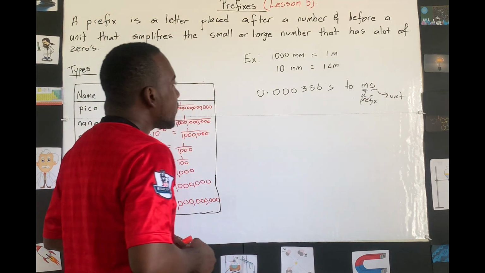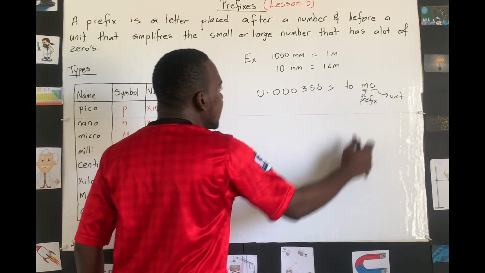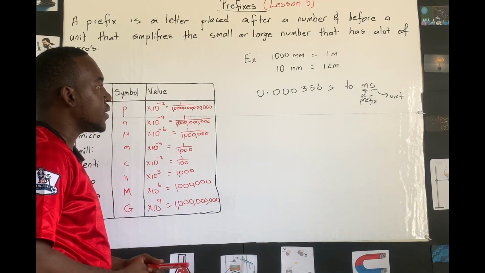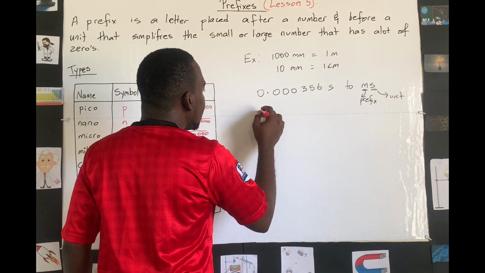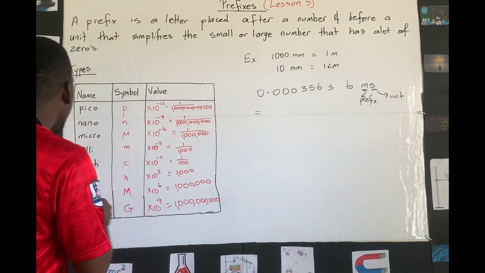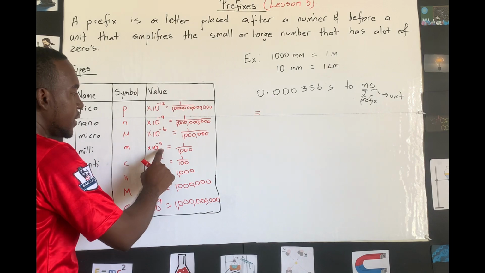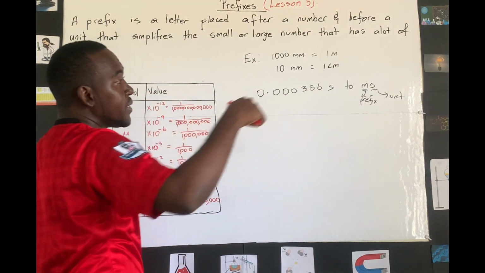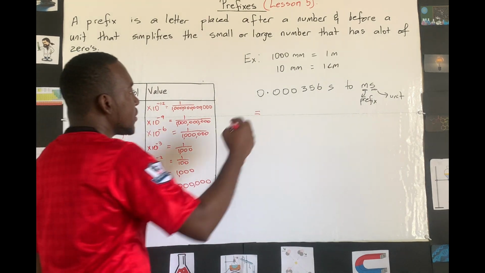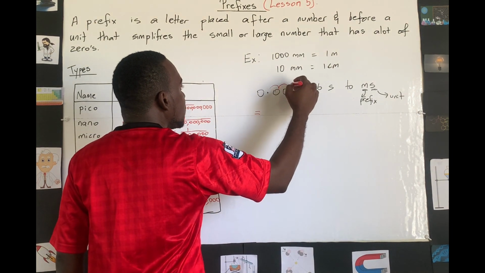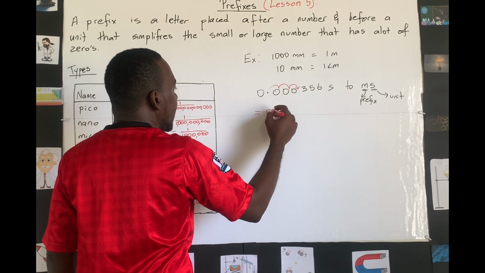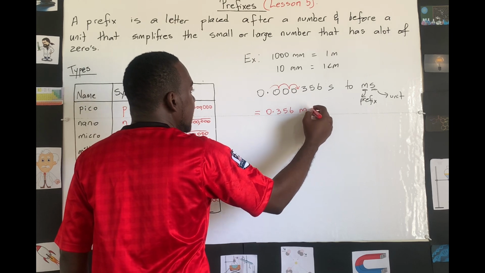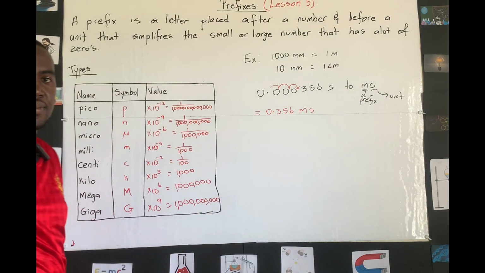So if we have this number in seconds and we need to convert it to milliseconds, because we have too many zeros here, so we want to reduce it. Your examiner tells you to put it in milliseconds. That means milli is 10 to the negative 3. And what this means is that we're going to move the decimal place 3 times to the right. So therefore we go 1, 2, 3, and we have 0.356. It's not seconds anymore, it's now in milliseconds.